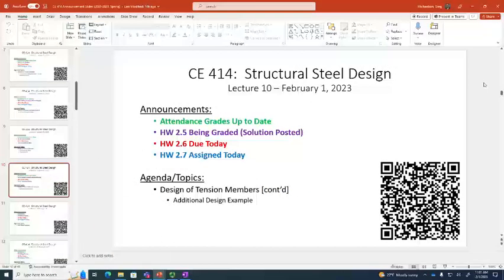While this is loading and everybody's scanning their code, today's lecture is going to be, I don't want to say a little different, but we're going to have another design example, and it's going to be very much like the homework that you just did. The point of the example is to make sure that you all are comfortable with the homework that you just did.